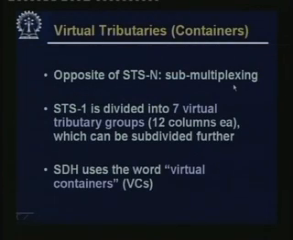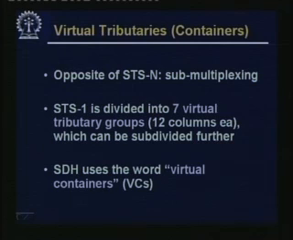Lastly, we will just talk a little bit about virtual tributaries or containers. We have already talked a little bit about it. This is the opposite of multiplexing. In some sense this is called submultiplexing. We were talking about multiplexing, that means different streams coming together to form one very fat or very fast stream. This is the other thing: how do we differentiate these sub streams within it, which has to do with submultiplexing.